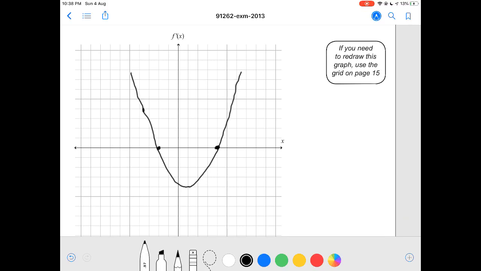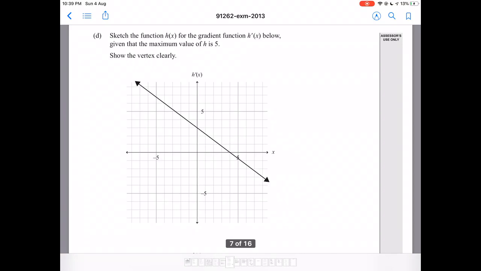Alright, so for the next clip, we're going to be looking at how to go the opposite way, from a gradient function back to a function. In this clip, we're going to be covering how to go the opposite way, from a gradient function back to a function.